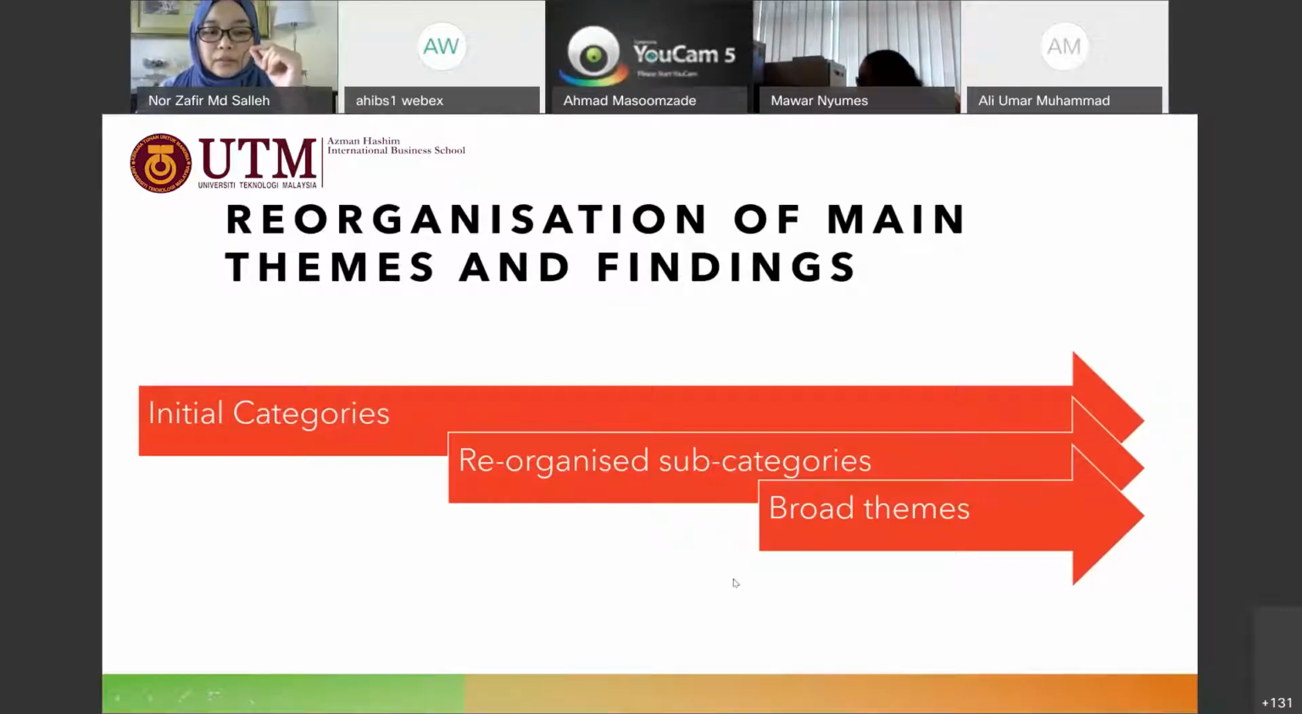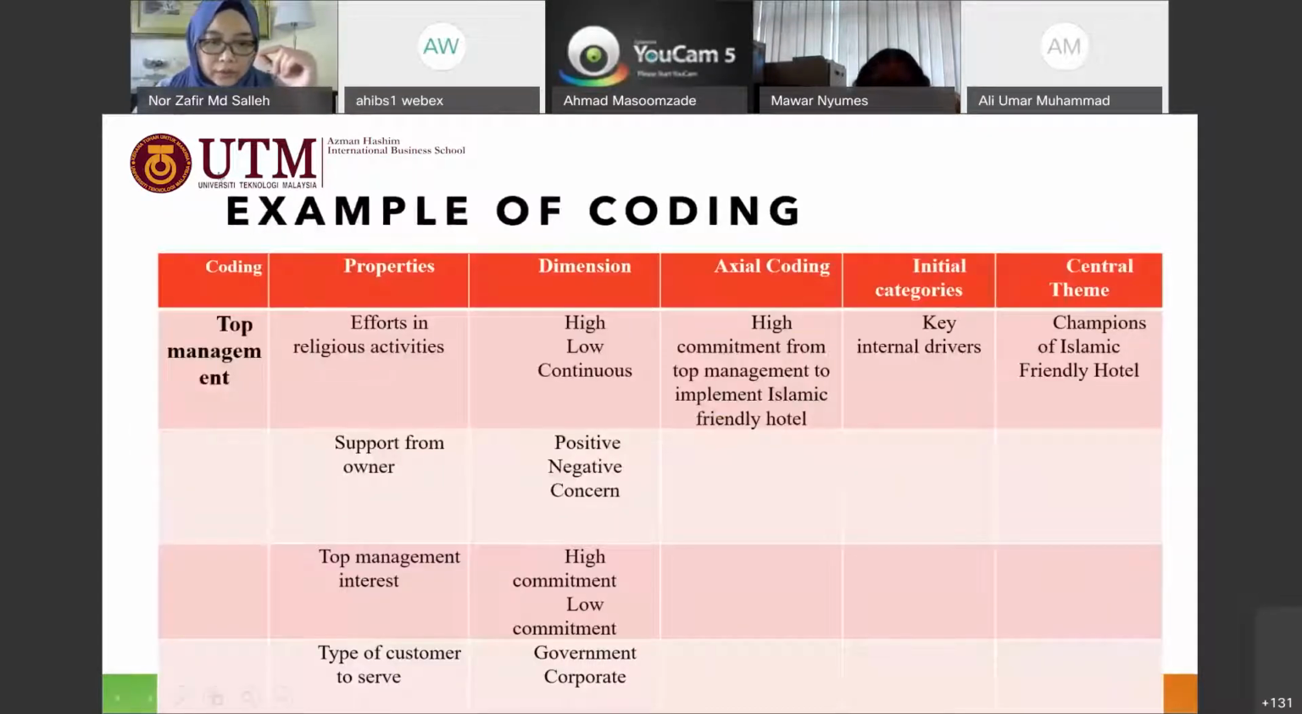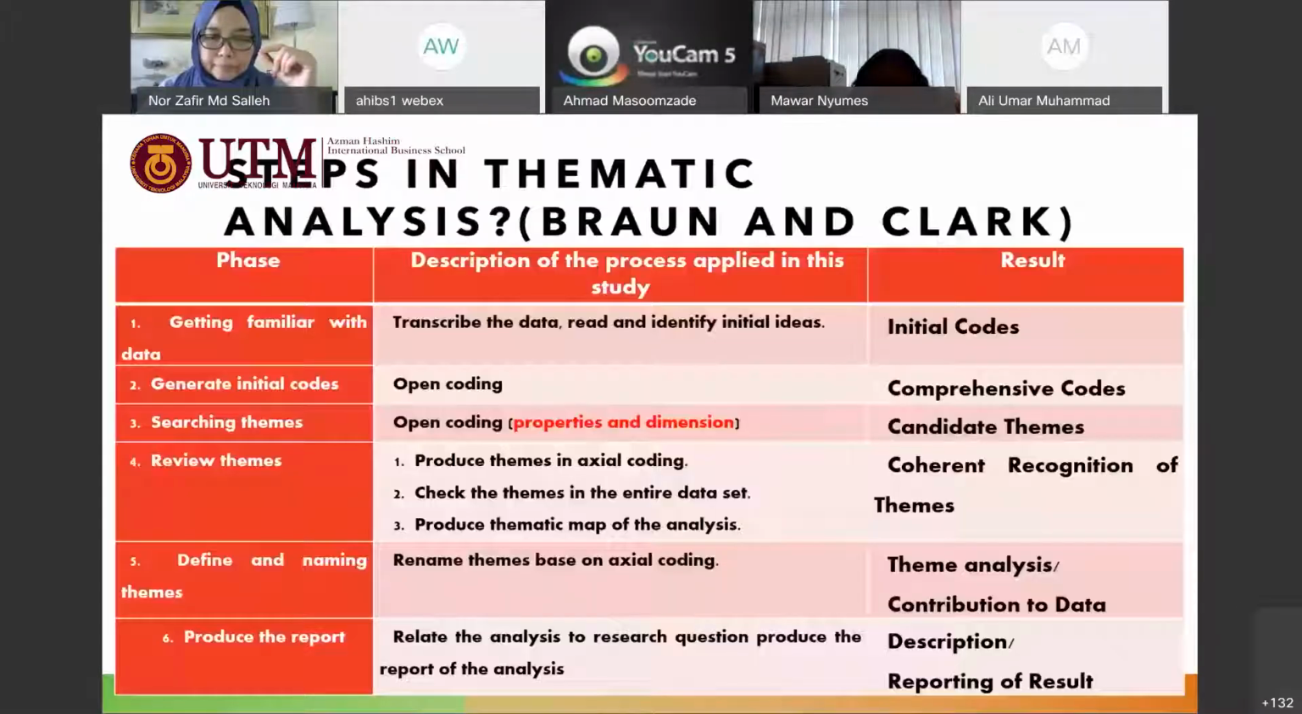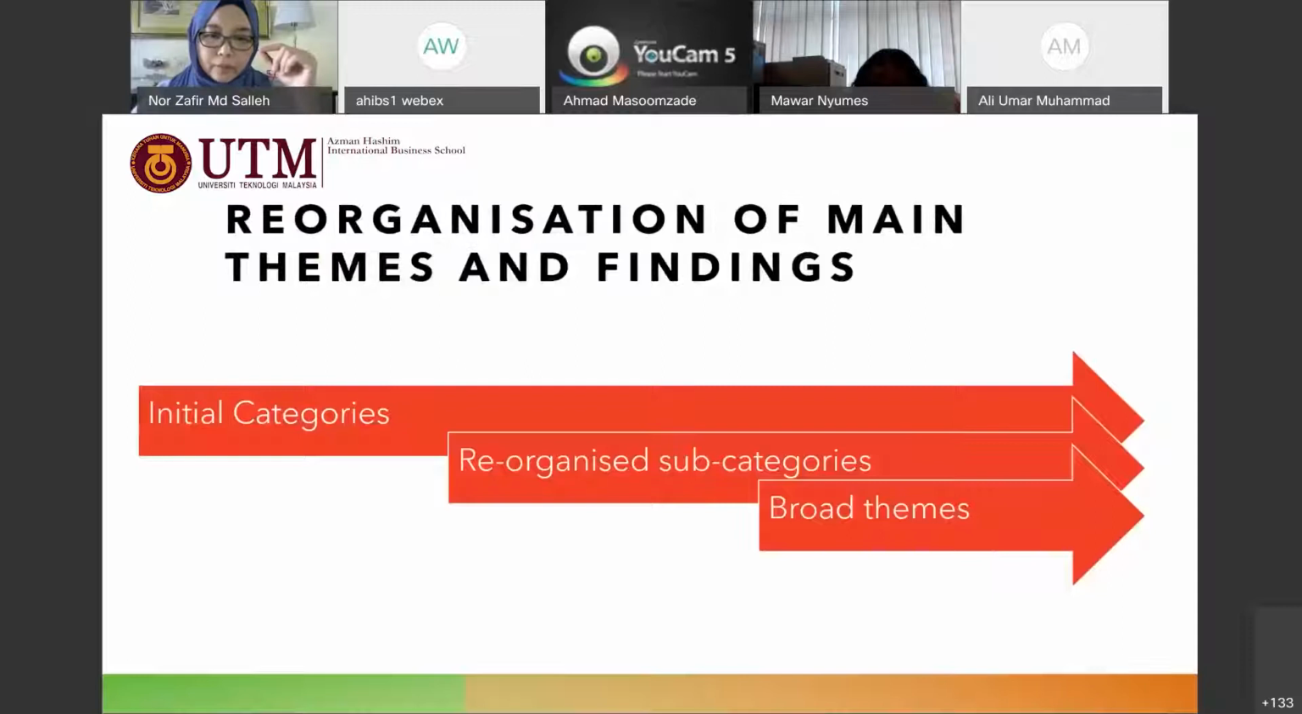All right, so this is the reorganization of many themes and findings. You need this. This comes after you identify your coding, your axial coding, and then your initial categories. Okay, so let me share another one. In this reorganization of themes, you have initial categories, reorganized subcategories, and the broad themes.